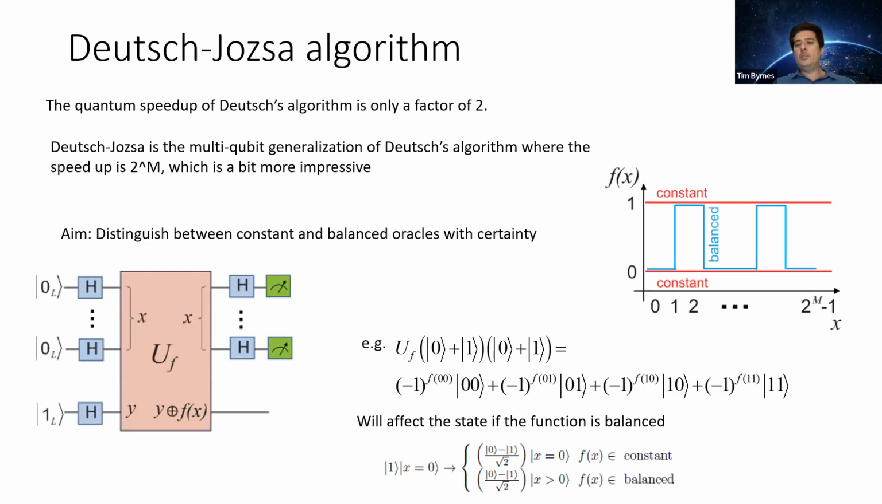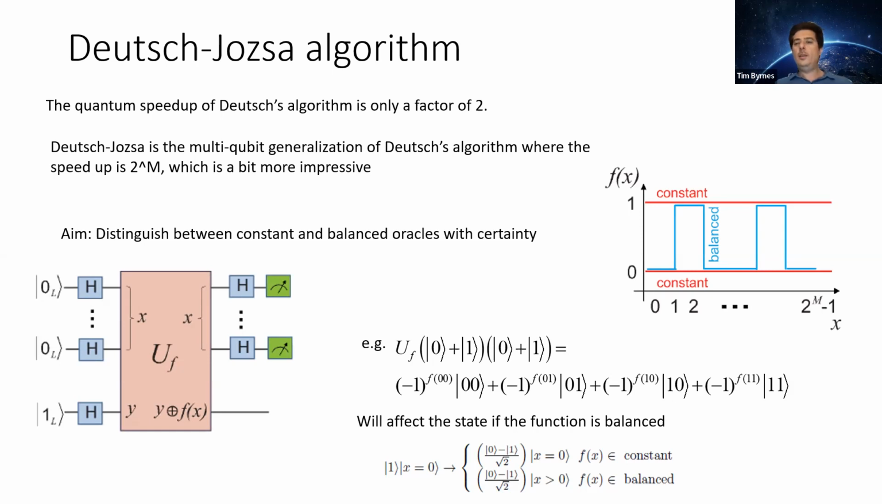Well, that's okay. It's not super impressive. Two times faster is good, but it's not super fast. So what people thought of is, can we make a version of this that is not just 2 times faster, but maybe exponentially faster? If there are lots more qubits involved, perhaps we can make it 4 times faster, 8, 16, 32, as many as you have qubits. This is the generalization to lots more qubits.